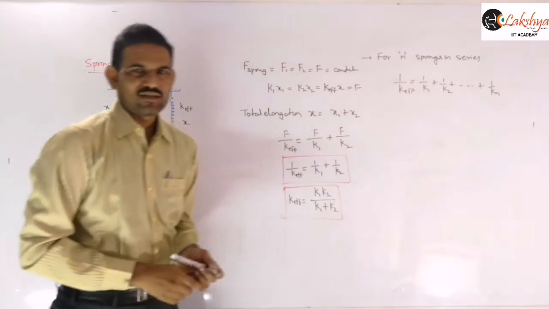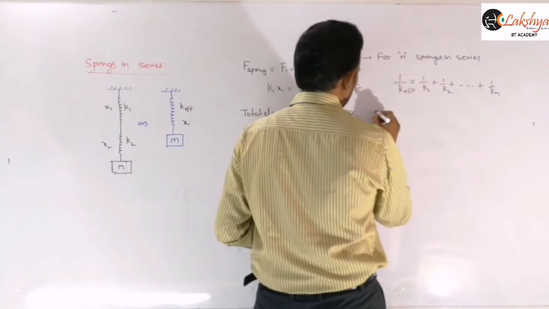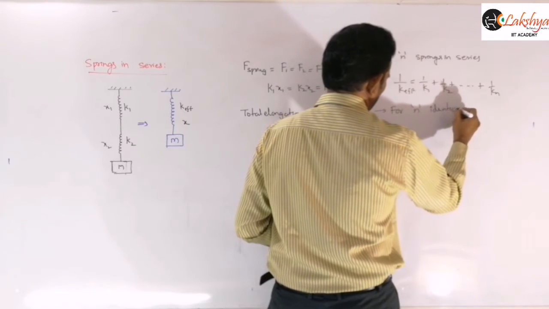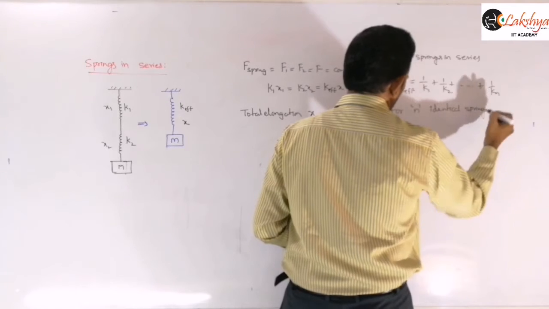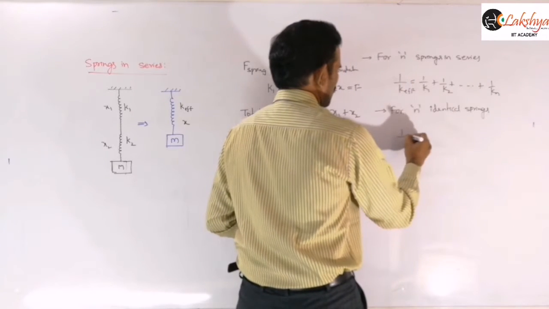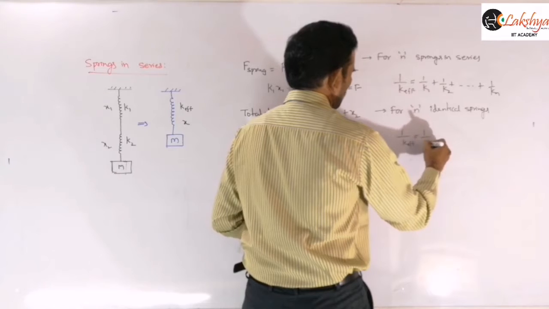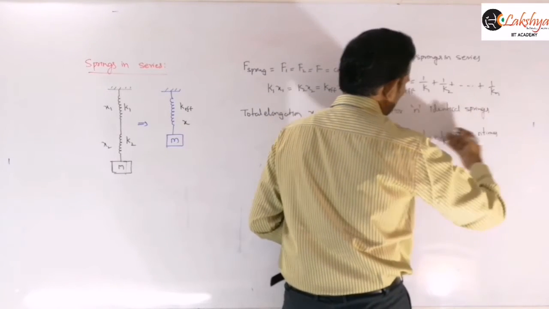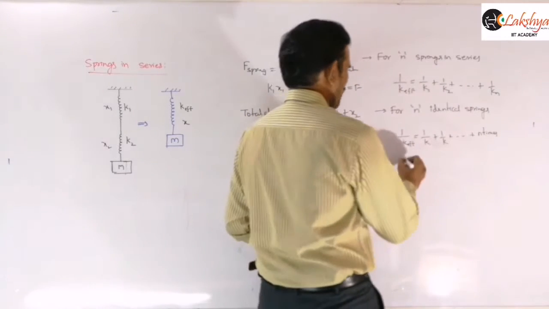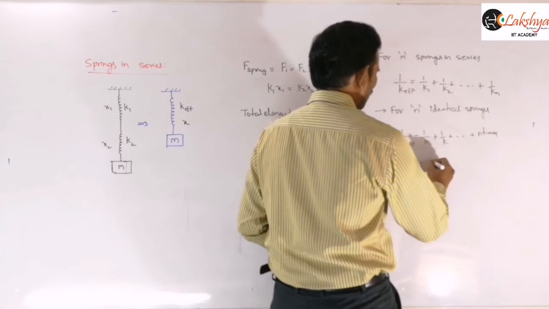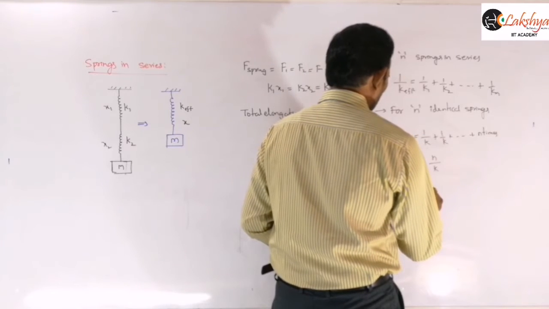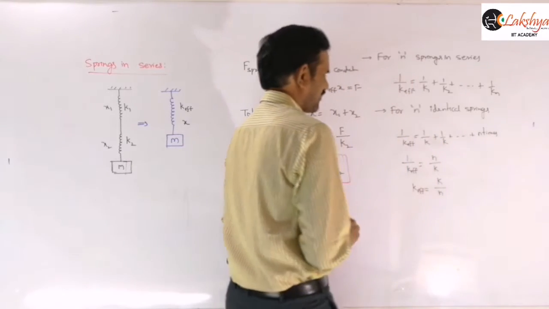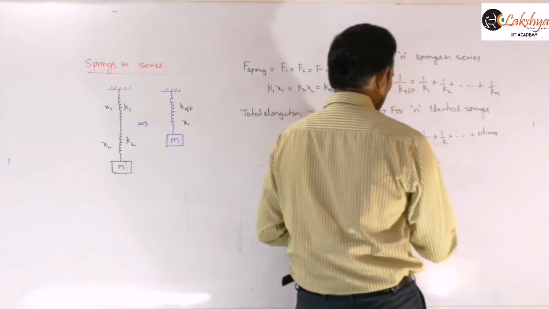And if all those are identical, for n identical springs in series, in that above expression we can write 1 by K plus 1 by K plus and so on, n times. So this extension we need to write for n times. Therefore 1 by K effective is equal to n by K, and therefore K effective is equal to K by n. So it is the effective value if n identical springs are connected in series.